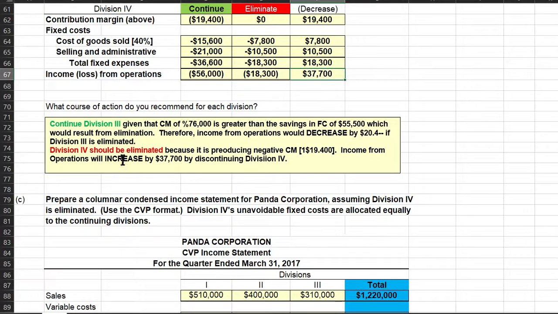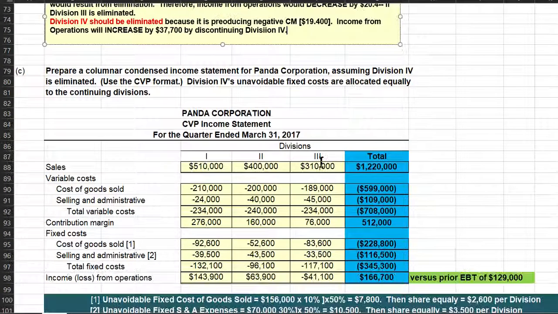And so the recommendation would be, again, based just on the quantitative aspect of things, that we continue with Division 3, given the contribution margin of $76,000, and we would eliminate Division 4 because it would result in an improvement in the overall profit of the organization.